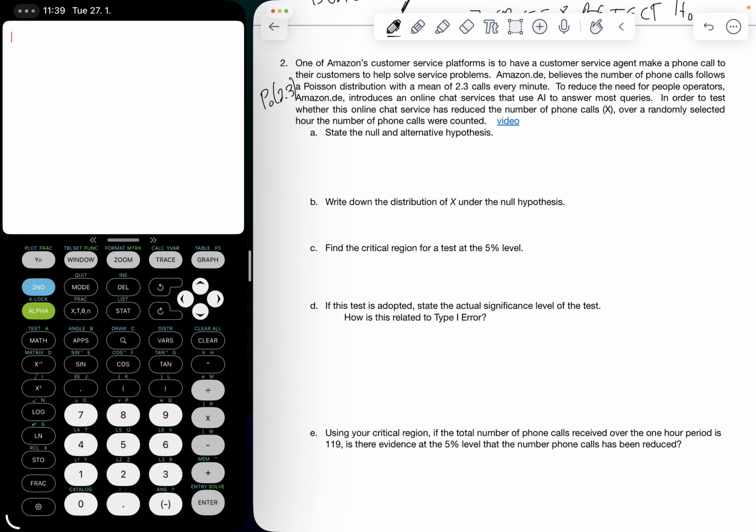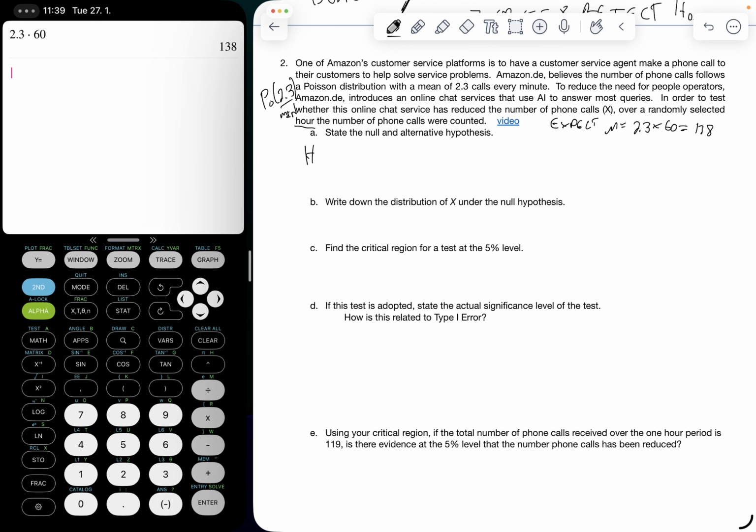To reduce the need for people operators, Amazon.de introduces an online chat service that uses AI to answer most queries. Seems smart. In order to test whether this online chat service has reduced the number of phone calls, over a randomly selected hour, the number of phone calls were counted. So 2.3 was per minute. So in an hour, we would expect the average to be 2.3 multiplied by 60, which is 138, right? So null, alternative hypothesis.